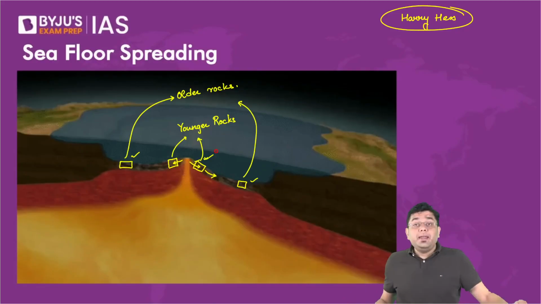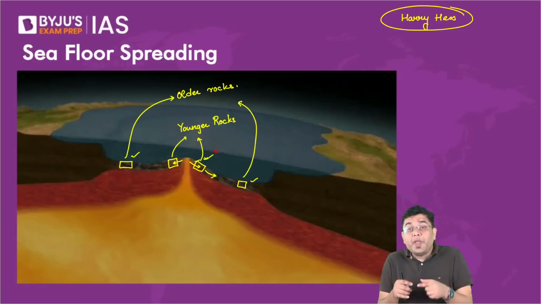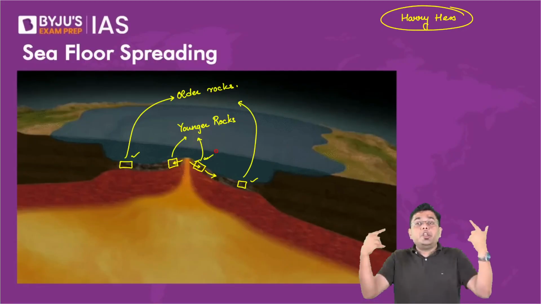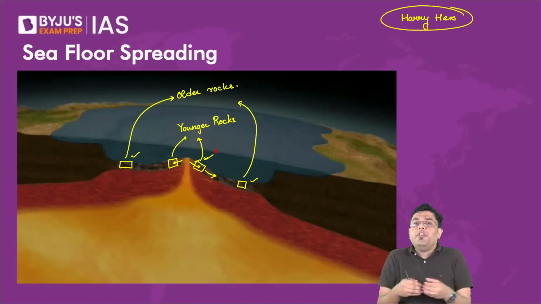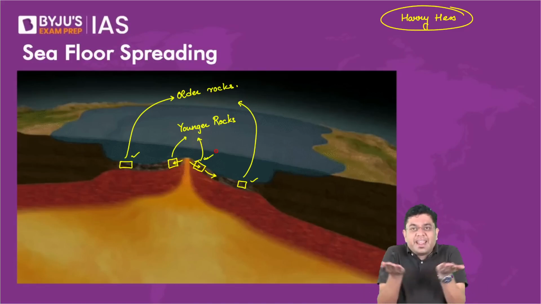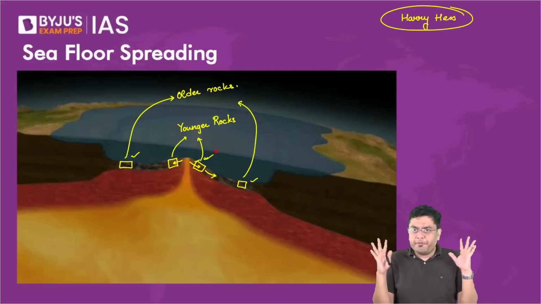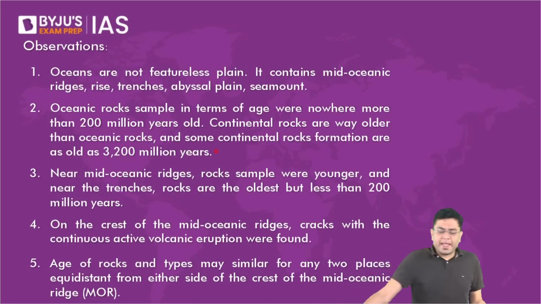This is basically what he postulated, that the sea floor is where new crust is getting created, and that the sea floor is spreading with the creation of newer crust. So he said that the sea floor is expanding, and that is the sea floor spreading theory in brief. So first of all, let us take a look at the observations made by Harry Hess.